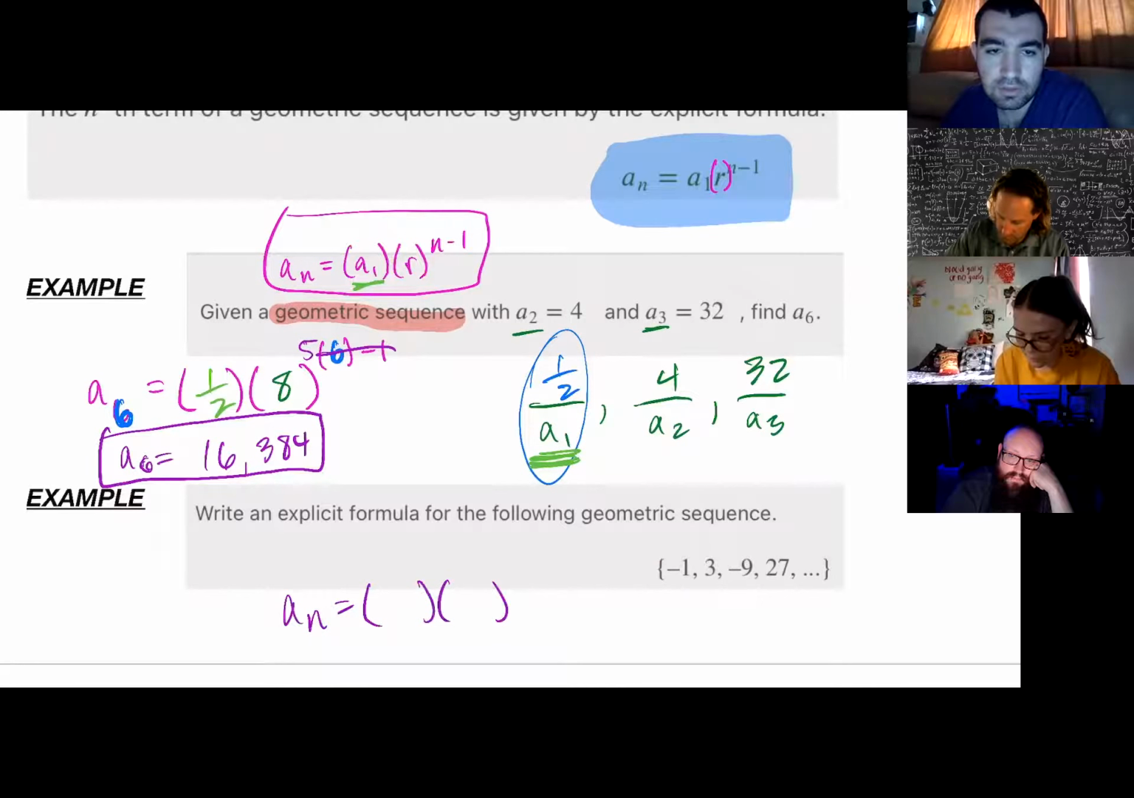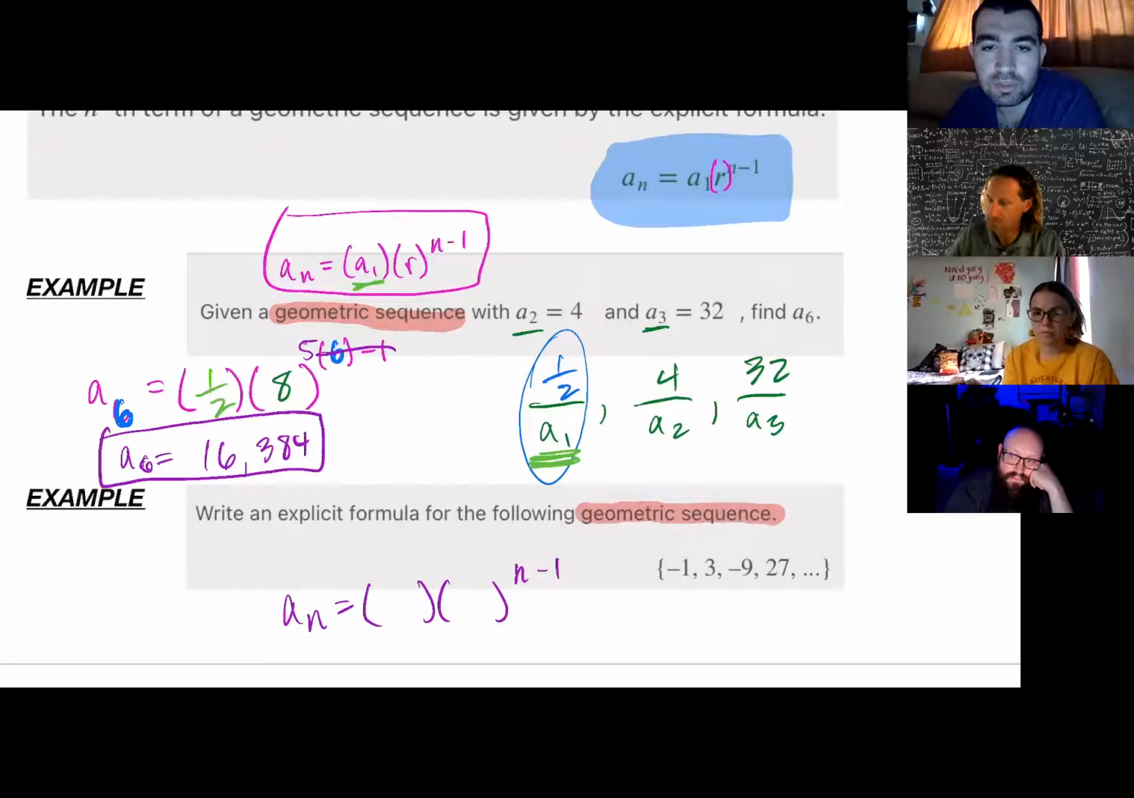This is a difference. So no, it's multiplying. Sorry, it's a ratio. Why do you know that, Alan? Because there's not a consistent difference from the first to second to third. And they told you. Oh, and they told us, yeah. But yeah, you're absolutely right.